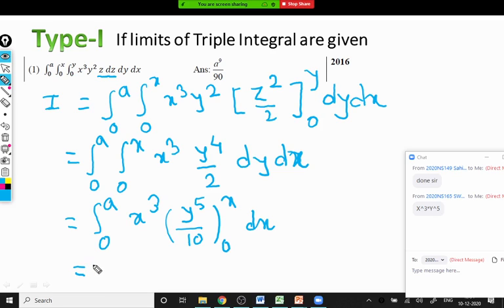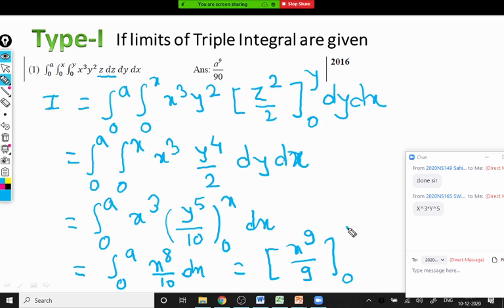The last integration is now left as x raised to 5 and x raised to 3, so x raised to 8 by 10 dx. Integrating with respect to x, this will come as x raised to 9 upon 90, with limits 0 to a. Sorry, not 9, 90. This is a raised to 9 by 90, which is the answer.